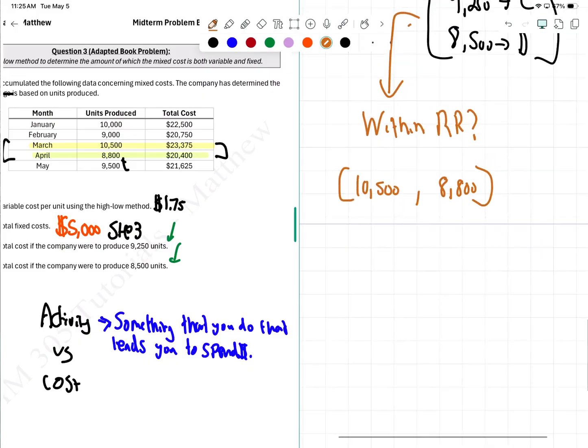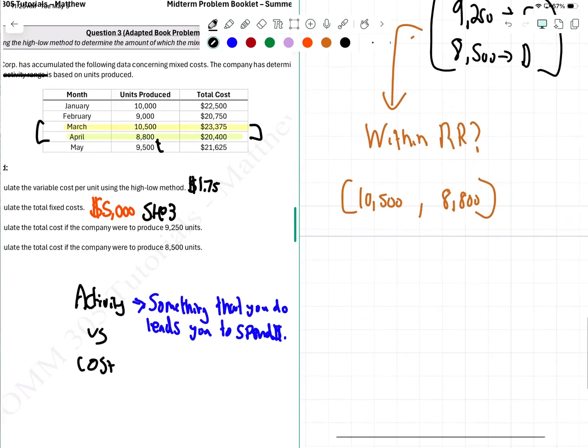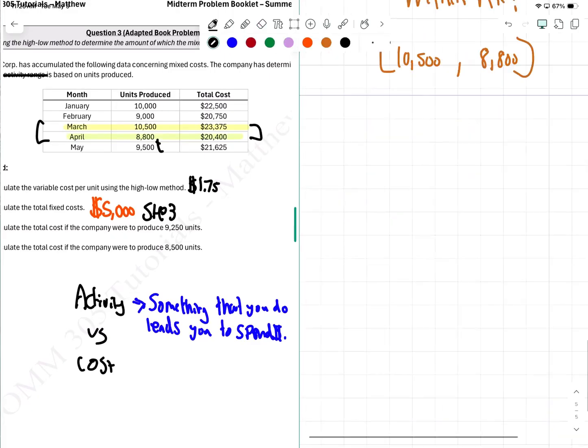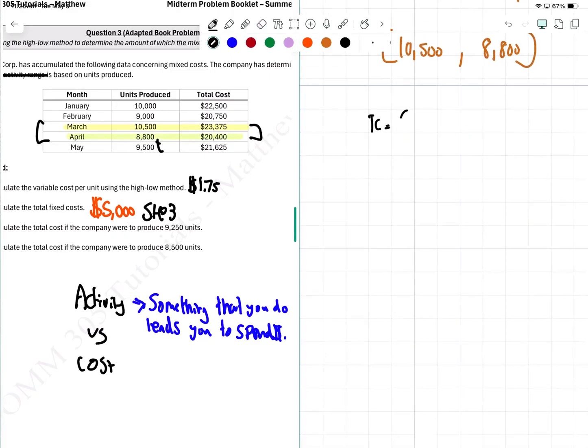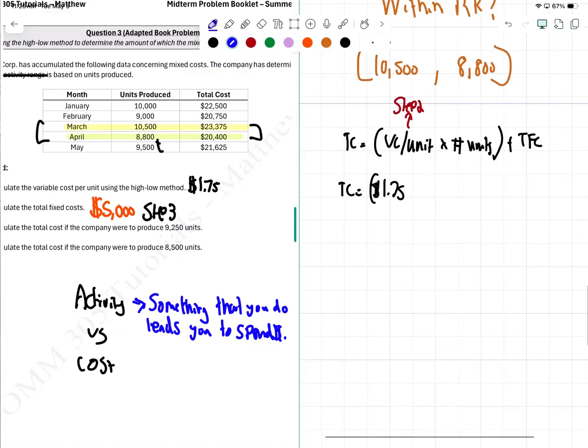At this point, build the total cost equation and see if you know how to solve for it with 9,250 units. First thing, 9,250 is within the range. We're good. So let's go do the total cost equation. Our total cost equation is our VC per unit times number of units plus the total fixed cost. So our total cost here is going to be 1.75. That's the variable cost per unit, and remember, that's from step 2. Times the number of units, which is given to you.